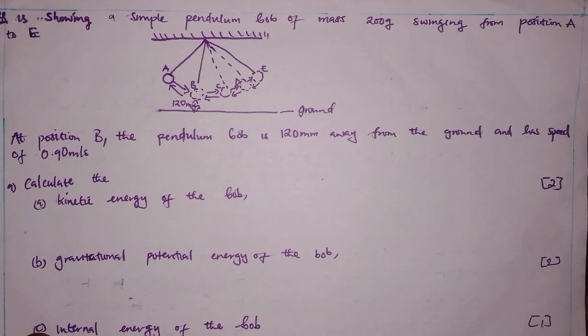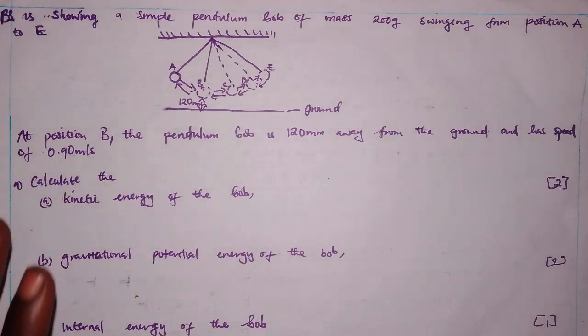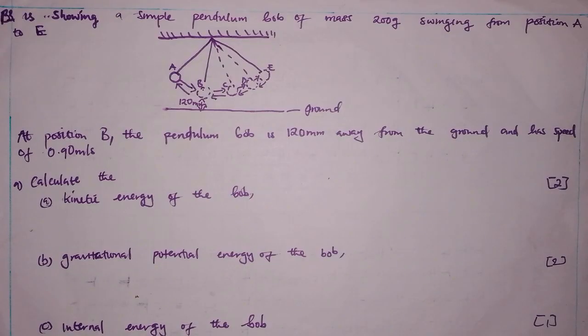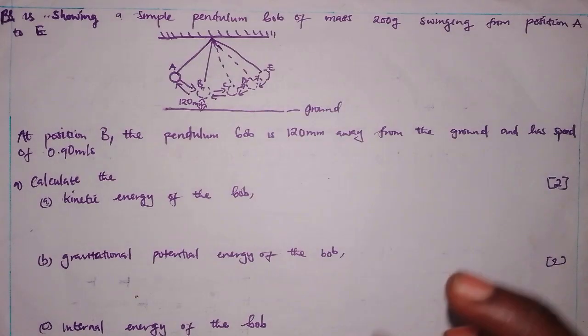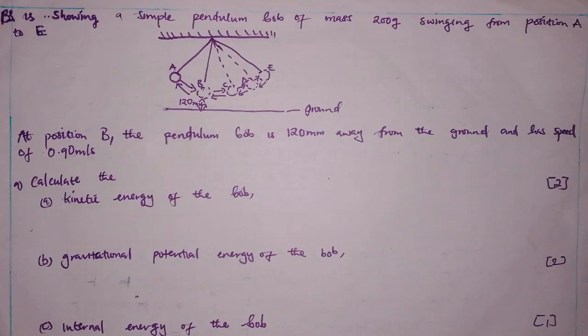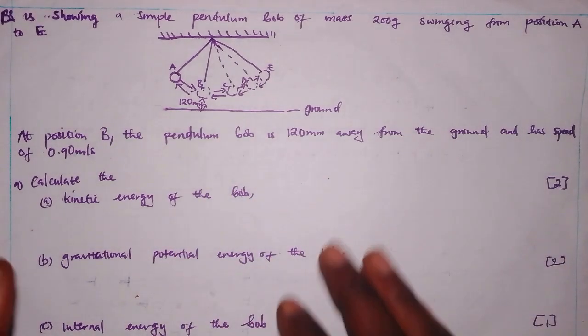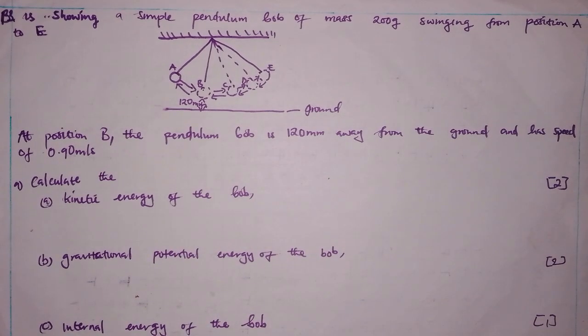So the question is saying, the figure below is showing a simple pendulum bob of mass of 200 grams swinging from position A to position E. So remember, first read the question twice. This diagram is showing a bob of a pendulum of mass of what? 200 grams swinging from position A to E.